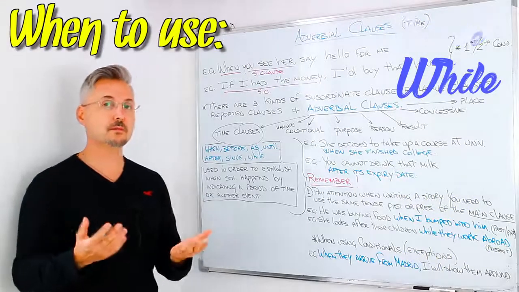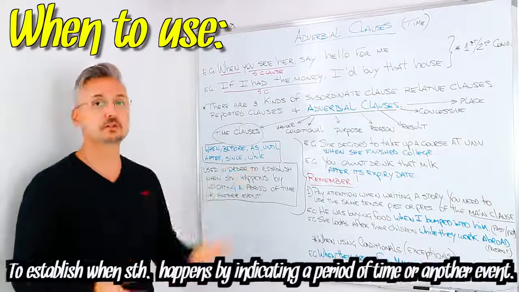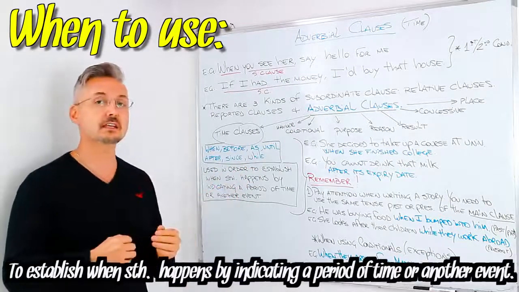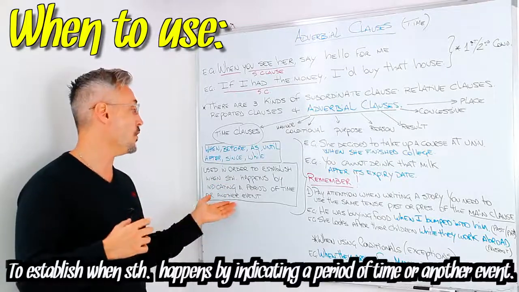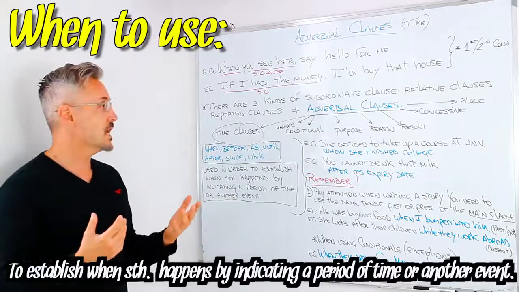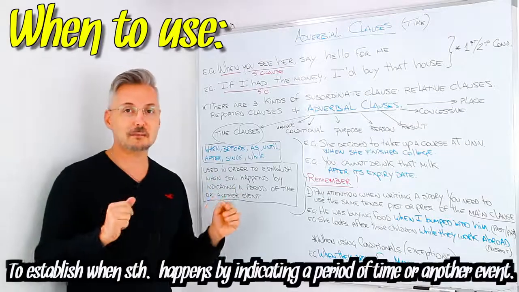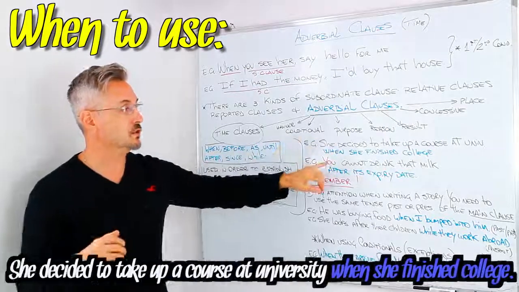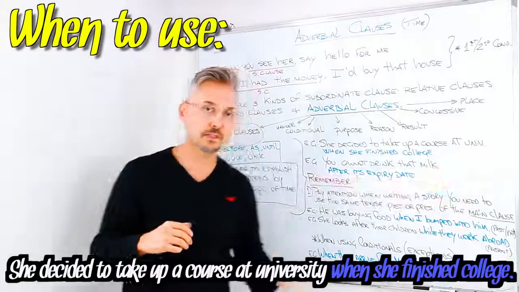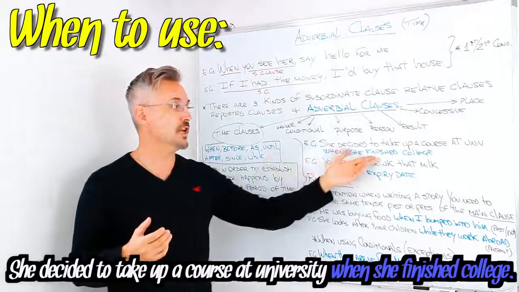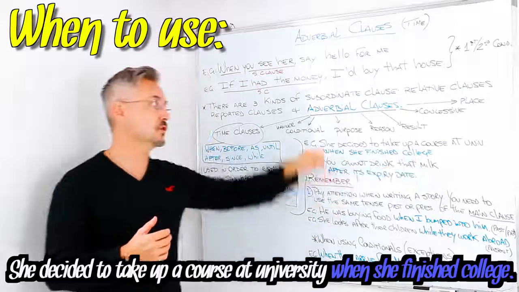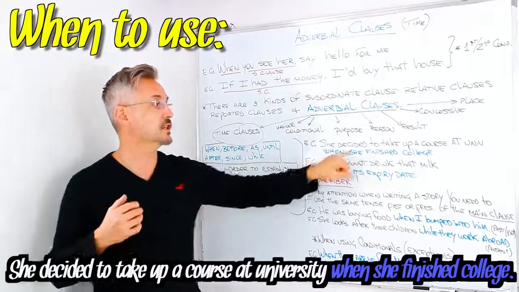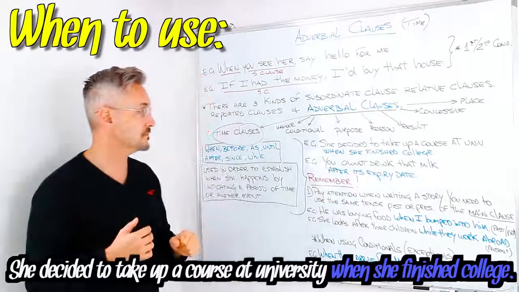When do we use them? They're used in order to establish when something happens by indicating a period of time or another event. It's better to look at the example to understand them. So, she decided to take up a course at university when she finished college. The adverbial clause, in this case the time clause, is "when she finished college."